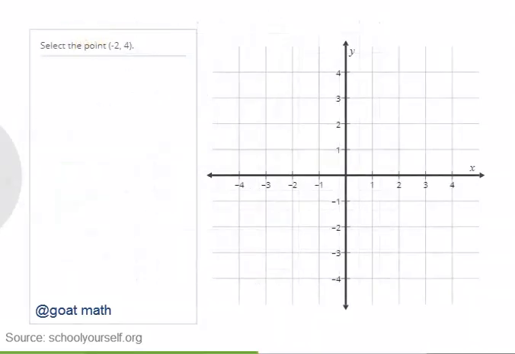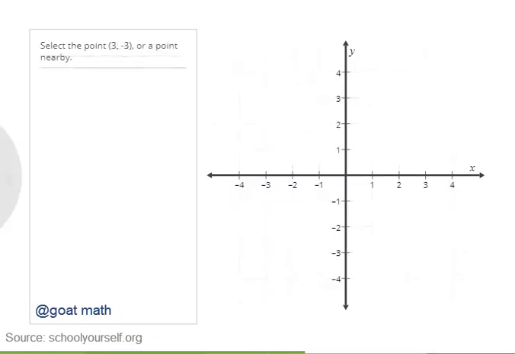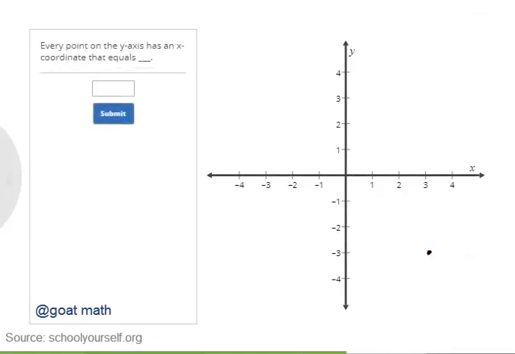Nicely done. Now the last few questions in this lesson will use this interactive coordinate plane. You can click on different points to see their x and y coordinates. To get started, why don't you click on the point -2, 4. Excellent. Now to make things a little tougher, we've removed all those grid lines. See if you can select a point that's close to 3, -3. Right, 3, -3 is down here.